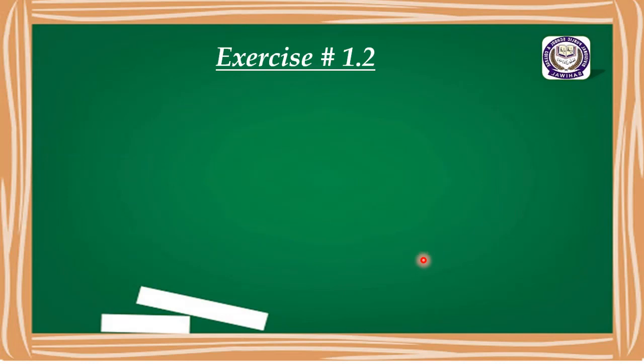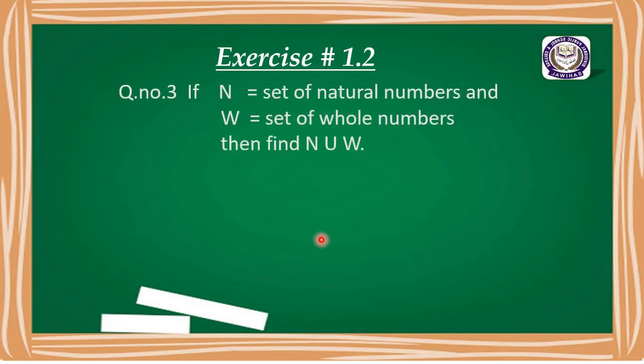answer. Now students, we have another question, number 3. If N is a set of natural numbers and W is a set of whole numbers, then we will find the union of N and W. यानी we have to find out the N union W.